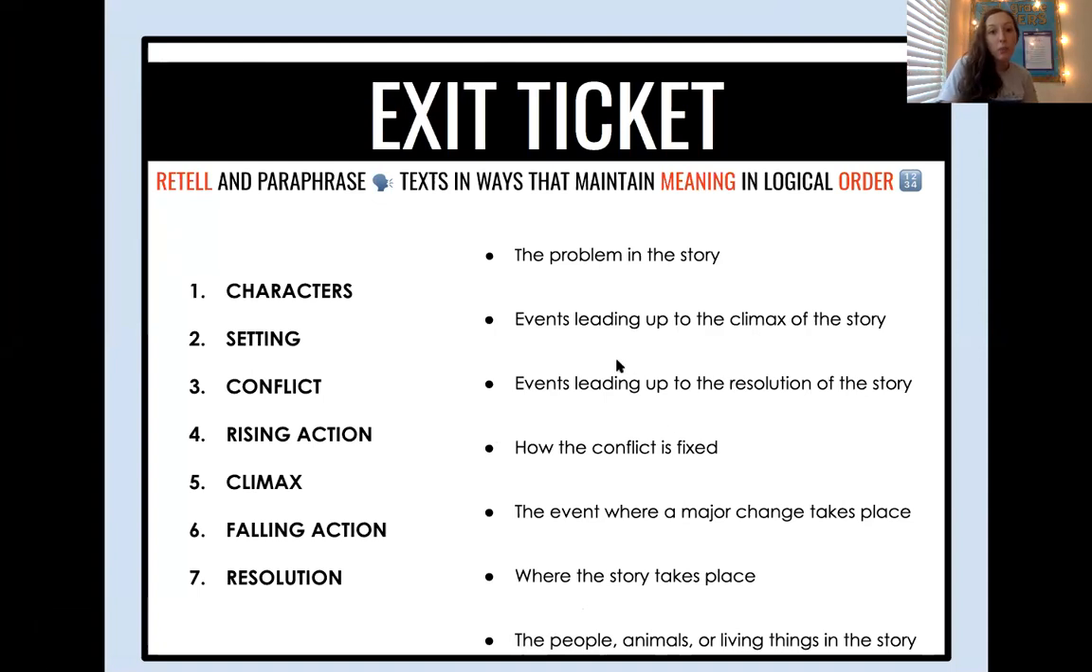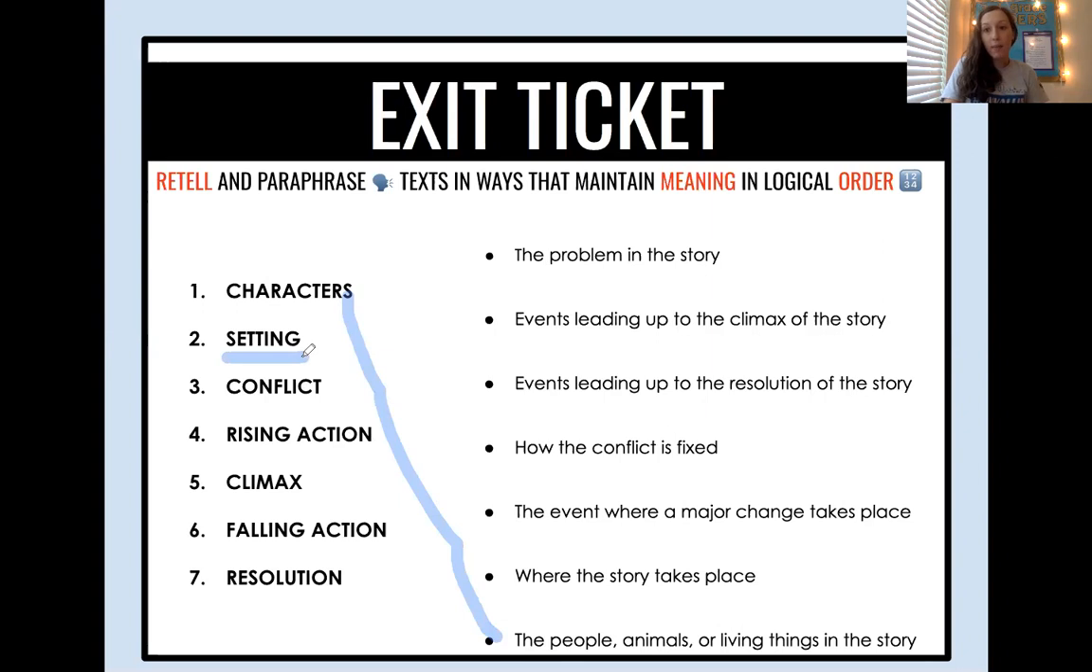So if we look at this first word, characters, we know that first the characters were the three little pigs, and we also know that some other characters in the story were Emma, her parents, her teacher. So I can draw a line from characters to where it says the people, animals, or living things in the story. Anytime we read a story, the characters are the people, animals, or living things.